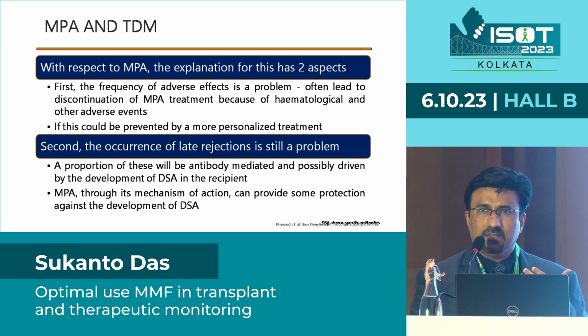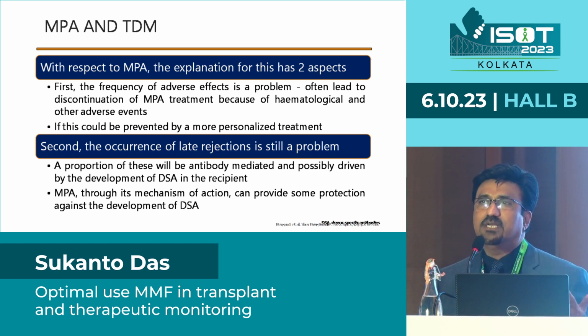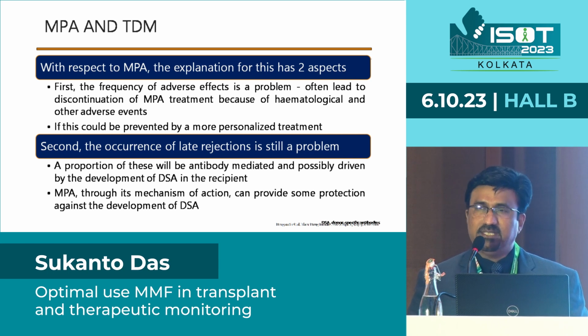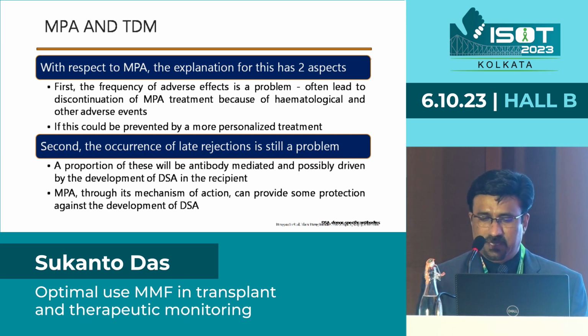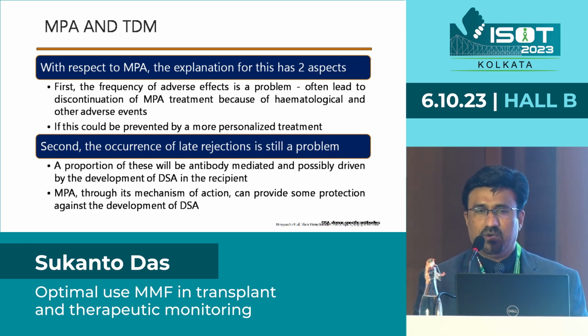Because of the importance of this drug, it has certain toxicities. We all understand it has a hematological toxicity, so we have to be very meticulous. There is a certain amount of drug which can give us the therapeutic benefit without causing undue toxicity; that is one aspect. And second, of course, a lower amount of drug in the blood than the desired level can predispose an individual towards the development of donor-specific antibodies. MPA, through its mechanism of action, can protect against the development of donor-specific antibodies. That is why we have to be very specific about whether we are giving the right amount of drug or not.